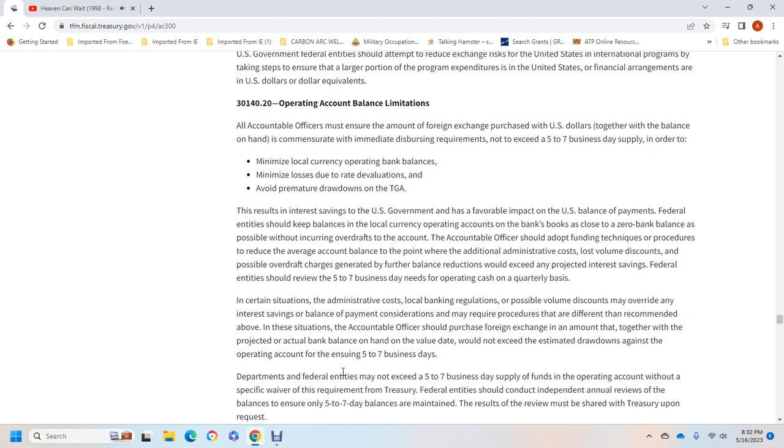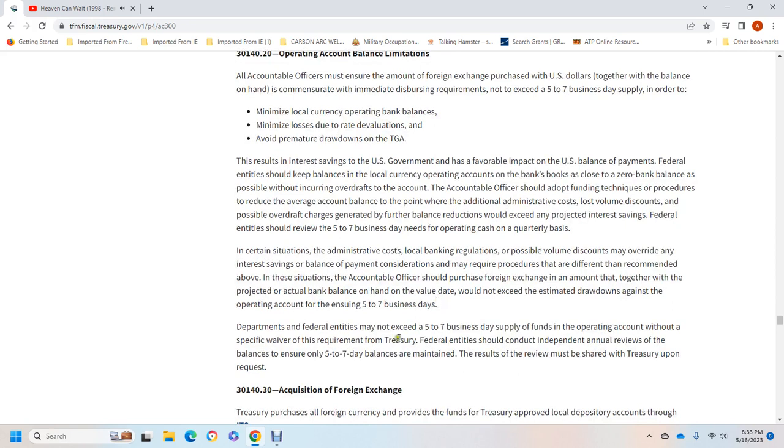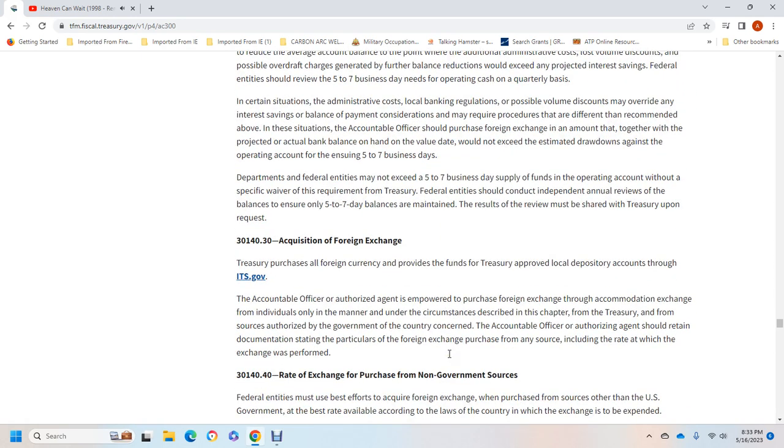Certain situation administrative costs, local banking regulation possible with the volume discounts if they made override any interest, save the balance of the time payment, the conservation payment requirement to perceive the different reckoning with the above the situation, accountable officer should record purchase of the foreign exchange with an amount together with him the projected actual balance for the on hand of the value date that would not exceed the estimated drawdowns against the operating account the ensuing 5 to 7 business days. Drawn the Department of Federal and the may not exceed 5 to 7 business days supply fund the accounting without with a special waiver the requirement of the Treasury Federal entity should conduct the independent annual reviews of the balance of the insured 5 to 7 May balance maintained. The result of the review must be shared with the Treasury upon request.